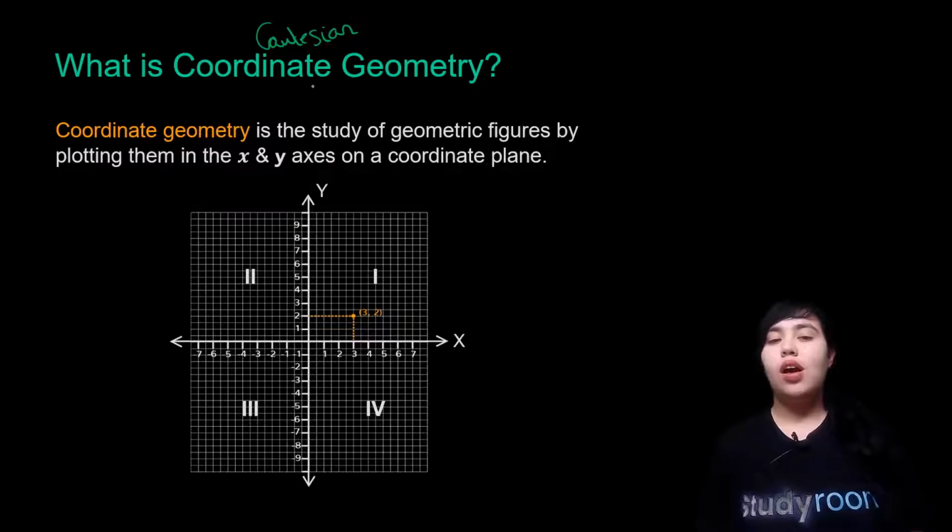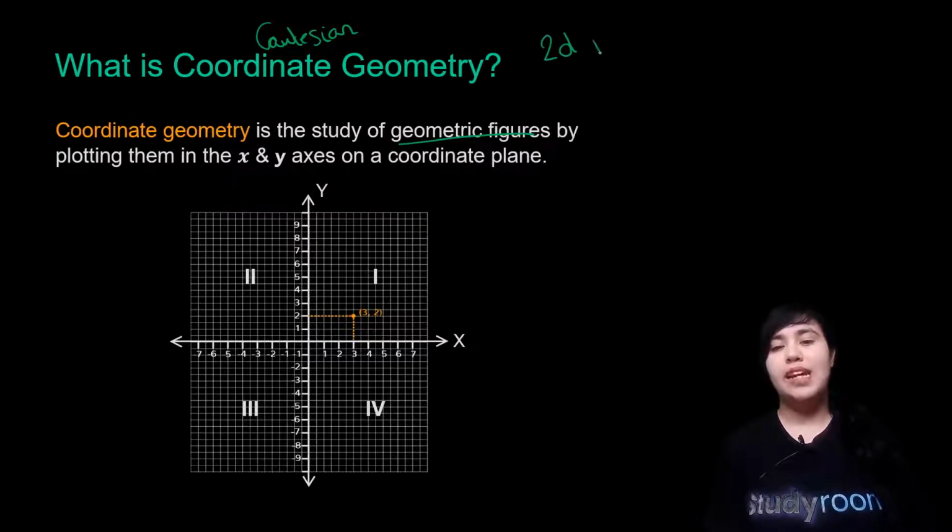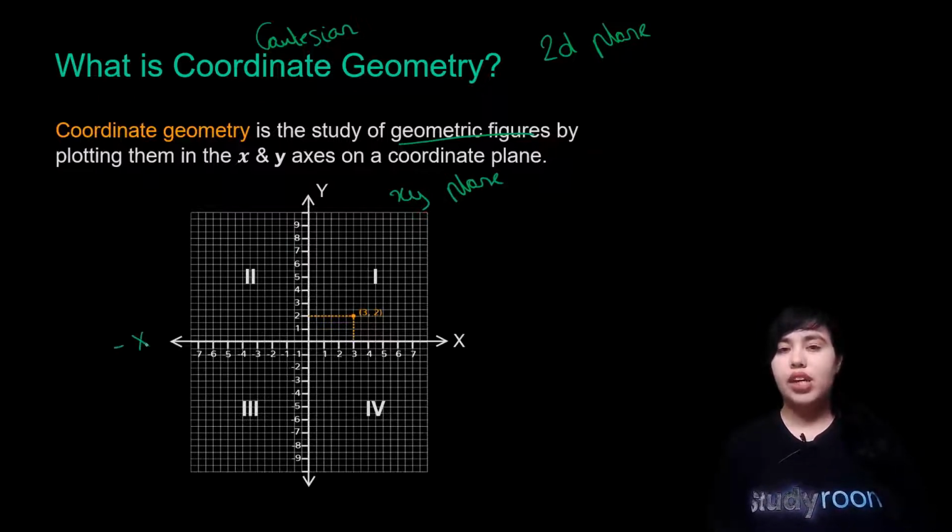And what is it all about? Here we are going to study geometric figures by plotting them in the x and y axis on a coordinate plane. So whenever we are considering two dimensions, like in this case along x axis and along y axis, then we call it a 2D plane. So this, your graph sheet, is called an xy plane, that's why. And here this is the positive direction of x-axis, this is the negative direction of x-axis, this is the positive direction of y-axis, and this is the negative direction of y-axis. The point where all these lines are meeting is called the origin, 0, 0.